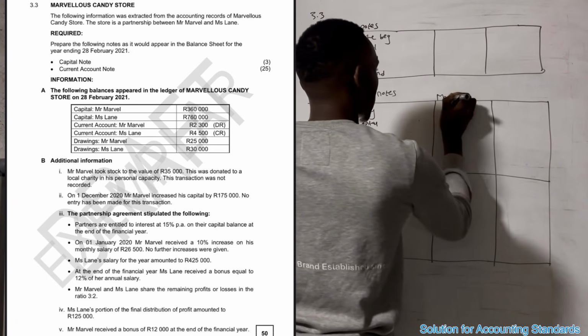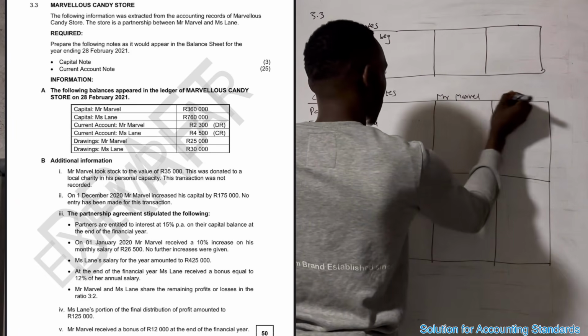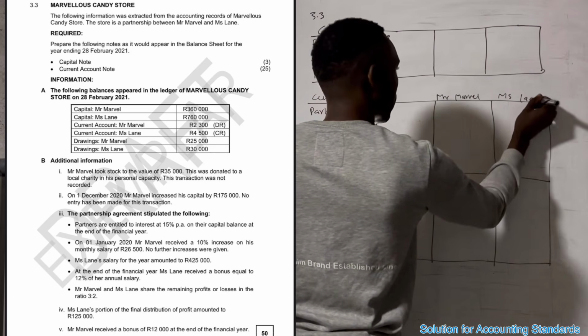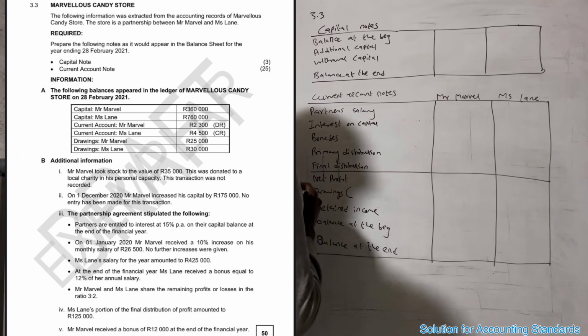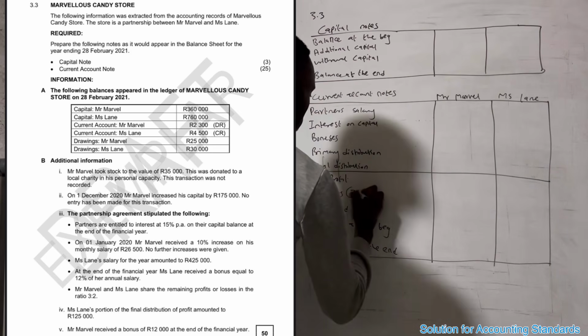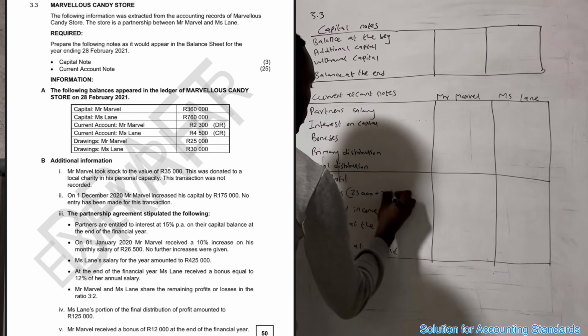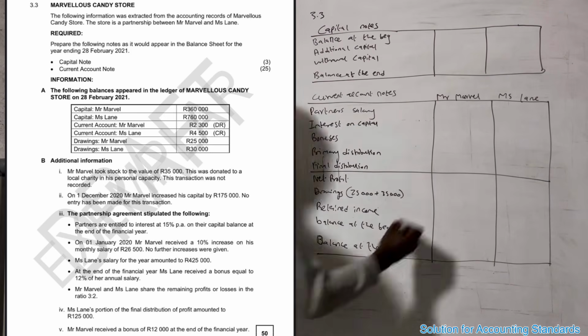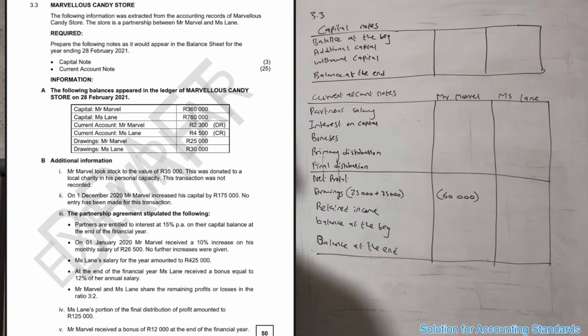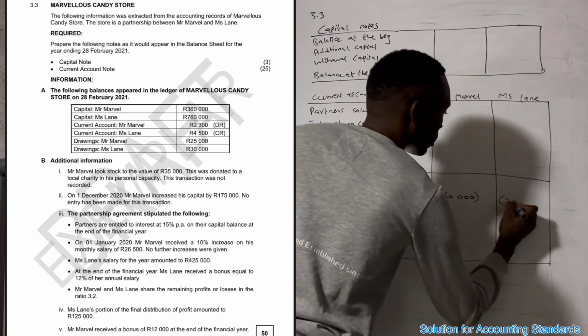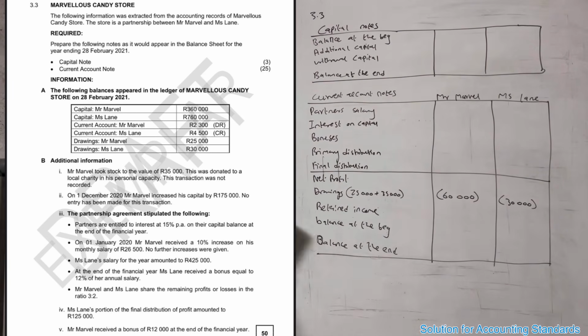Let's put Marvel here, Mr. Marvel and Miss Lane. Okay, drawings for Marvel. Initially he withdrew, at the beginning he withdrew 25,000, which we have to add 35,000 that he withdrew during the year, which was not recorded, which is going to give us 60,000. And Mrs. Lane never withdrew anything again. It's only 30,000 at the beginning. Okay, we started with this one because it was the first transaction.